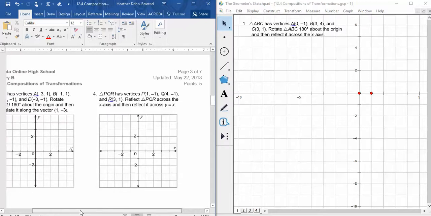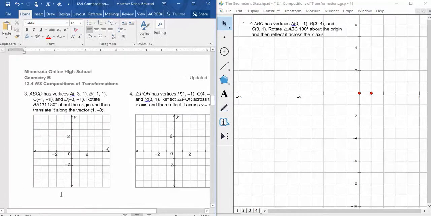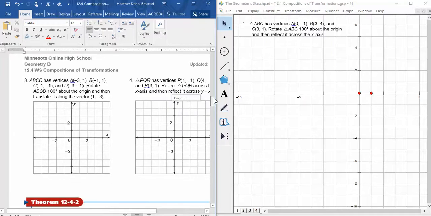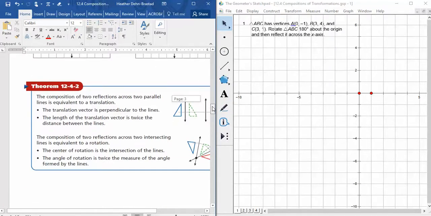Now, if you printed your worksheets, you can do these by hand, but be careful. Use a pencil. You might have to erase, and make sure you label your first transformation with the same letters. Each vertex should be labeled with the same letters, but with an apostrophe after it. So A prime, B prime, C prime. After your second transformation, you use those same letters, but with two apostrophes after them to mean A double prime, B double prime, and so on.